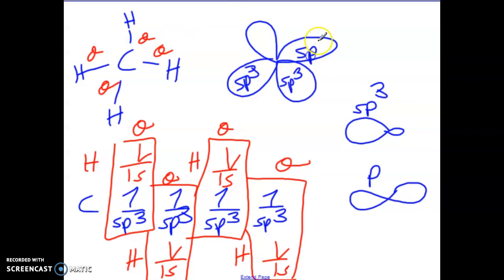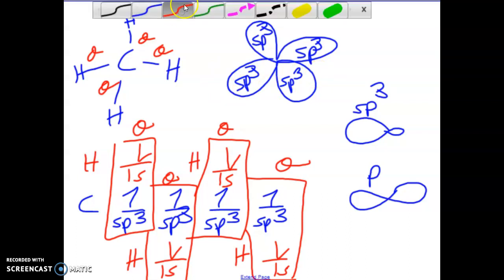Okay, so when you're drawing your pictures, it's important that you also label all of your drawings, because it's going to be hard for me to tell, are you drawing sp3 or are you drawing p, or are you drawing sp2? When we learn about the other ones, you'll notice that as well.